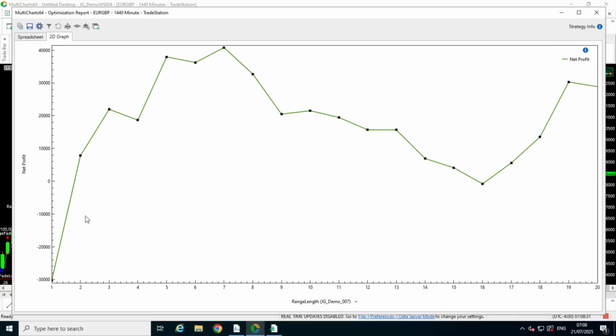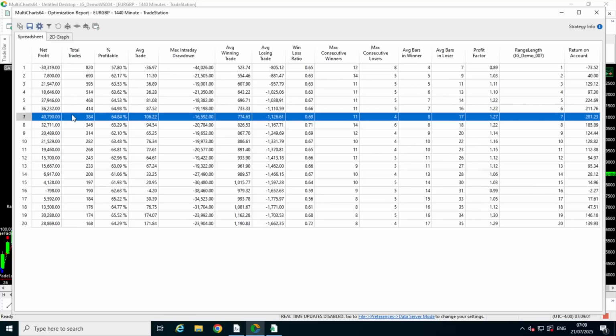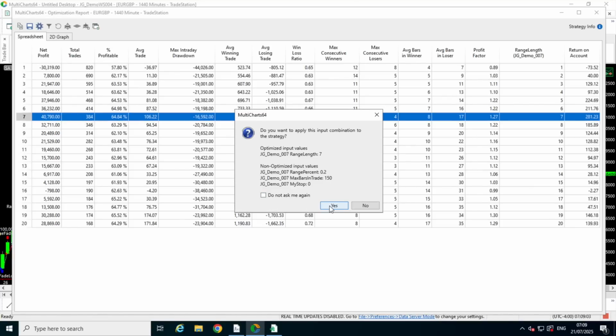And we see that from 1 bar we increase in profit all the way to a maximum of around 7. 8 is still working quite well, and then it starts to fall off. So we can see that there is an optimum area here of 5, 6, 7, 8. So let's select 7 for this one. And we can do that just by setting that.